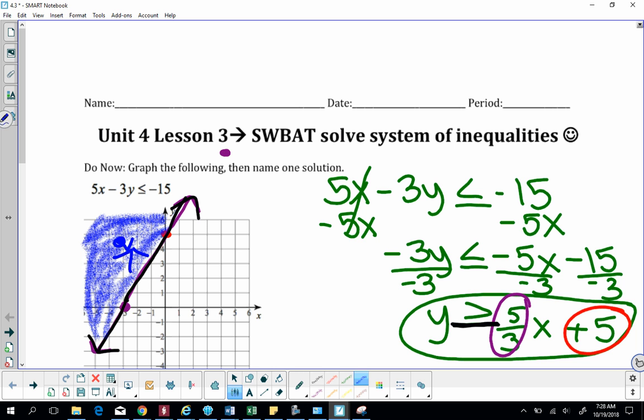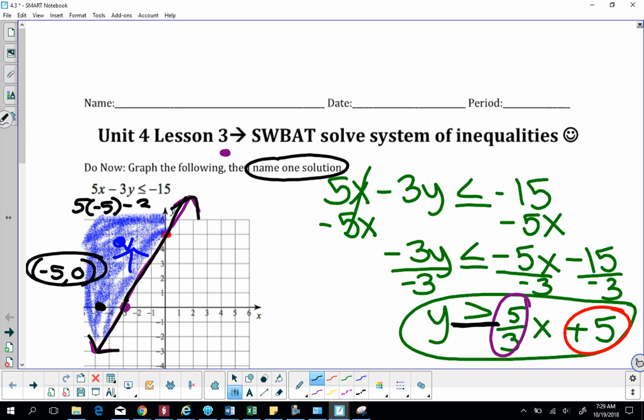And so the next part says, name one solution. And so all you're doing is finding a point that's in the shaded region, or it could touch the line because it's solid. So even if I did this point right here, -5, 0, that would be a solution because it's in the shaded region. How do you check your work to make sure you're right? Plug it in. So I could plug in -5 for x and 0 for y and make sure that it's less than or equal to -15. If it is, I know that I shaded correctly.